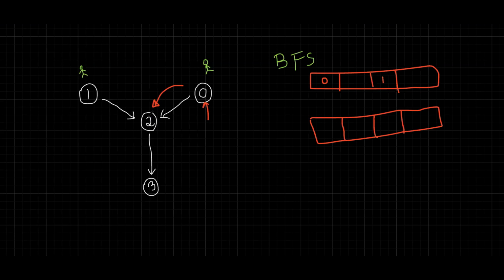Now from 2, we can reach node 3. So here the distance of 3 will be the distance of 2 plus 1, which is 1 plus 1, that means 2. Now here we have completed the BFS, and the distance of node 1 will be minus 1, because from node 0, node 1 is not reachable.